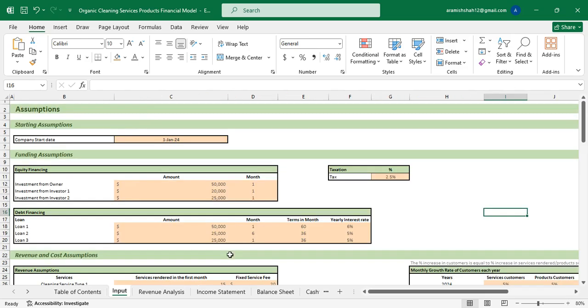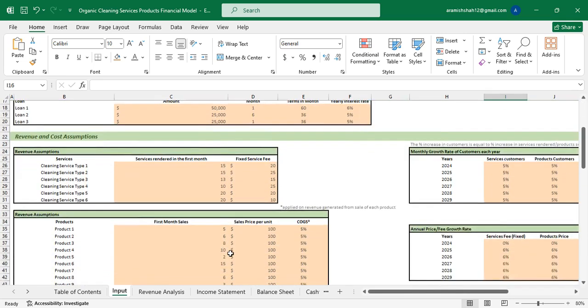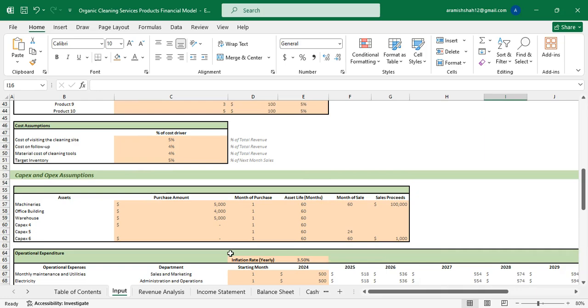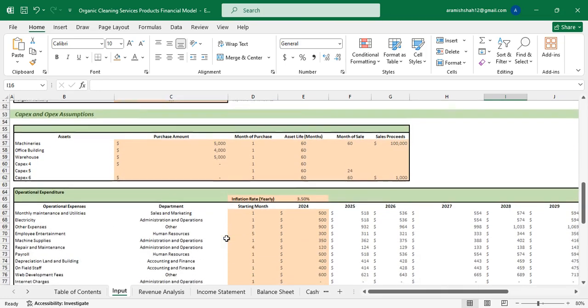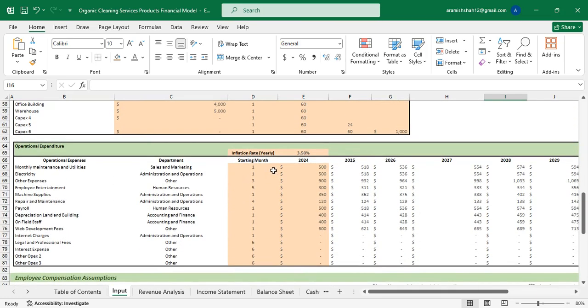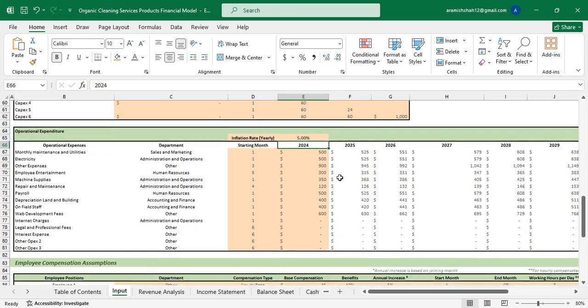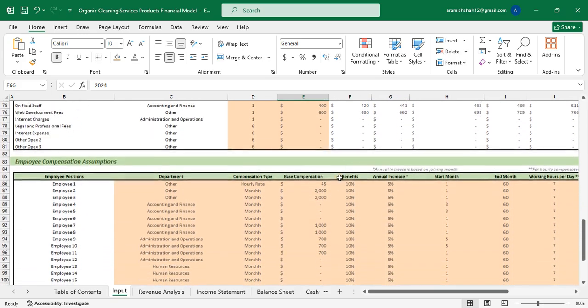Moving on to the input sheet, here we've got all the key assumptions of a business, starting from the company start date to funding assumptions to revenue and cost assumptions, and then capital and operational expenditure assumptions. Here we can see that if we change the inputs of the sheet, the calculations will automatically update themselves. For example, if I change the inflation rate from 3.50 to 5%, all the calculations will update themselves on their own. Then moving on to the employee compensation assumptions.